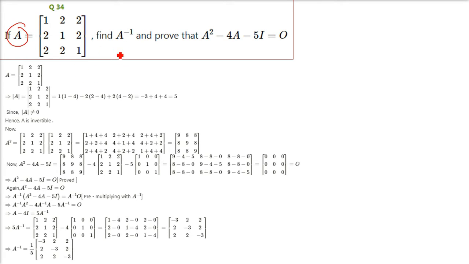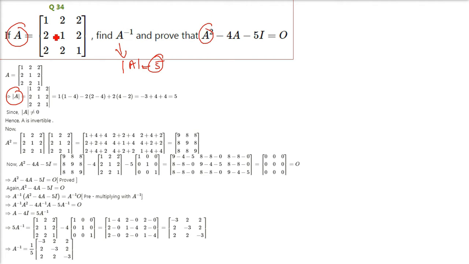So this A inverse needs to be computed, and for that we need to see whether the determinant of A is available or not. You have to find out the determinant of A, and that should come as a non-zero value. If it comes to 5, for example in this case, then we can say that the determinant of A is not equal to 0, A is invertible.